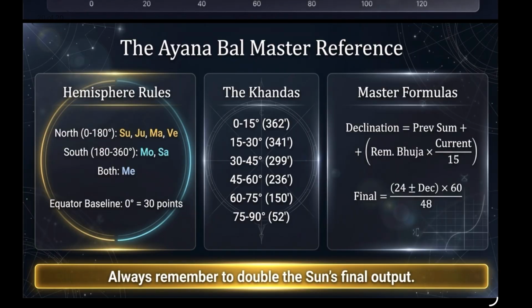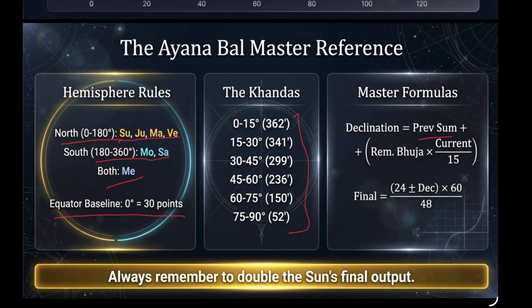It is the quick master reference. The northern hemisphere is 0 to 180 degrees, and here Sun, Jupiter, Mars and Venus are strong. The southern hemisphere is any planet in Ayana from 180 to 360, so it will be Moon and Saturn. Mercury remains strong in both. Equator baseline: any planet on the equator will get 30 Shashtiamsha. And these are the key points for reference.